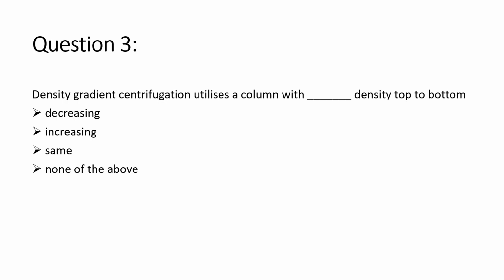Question number 3: the density gradient centrifugation utilizes a column with what density, top to bottom. We have a blank here and 4 options: decreasing, increasing, same, or none of the above. So you can write the answers in the chat box and we will discuss them.